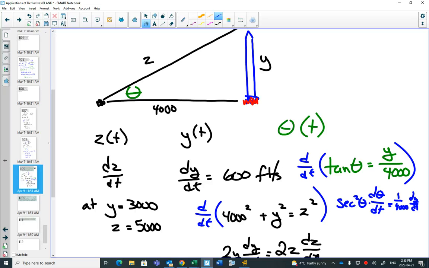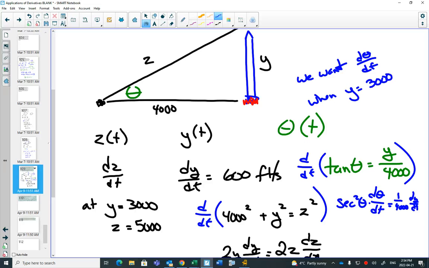When y is 3,000, okay, right? What are we trying to find? We want d theta dt when y is equal to 3,000. And the problem here is you don't know what theta is. Could you solve for theta in that moment?